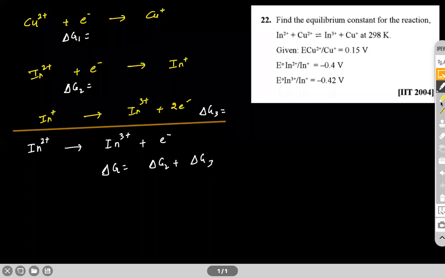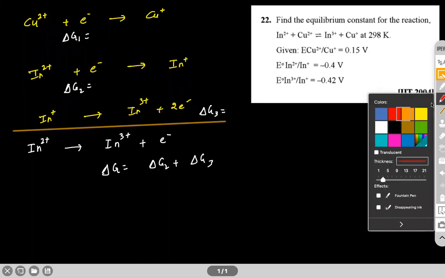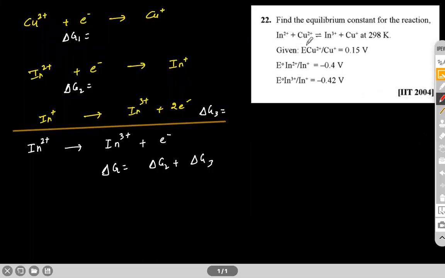Okay, one thing is missing here. This should be E naught, because these are E naughts. Since we have to find the equilibrium constant, obviously E cell will be 0, so we need to find E naught cell of this reaction. So it is understood in this question that this should be E naught. All these delta G are delta G naught, standard state.